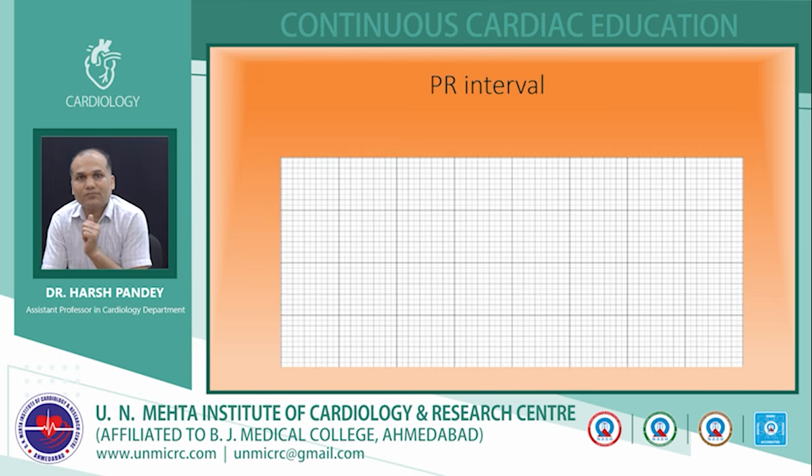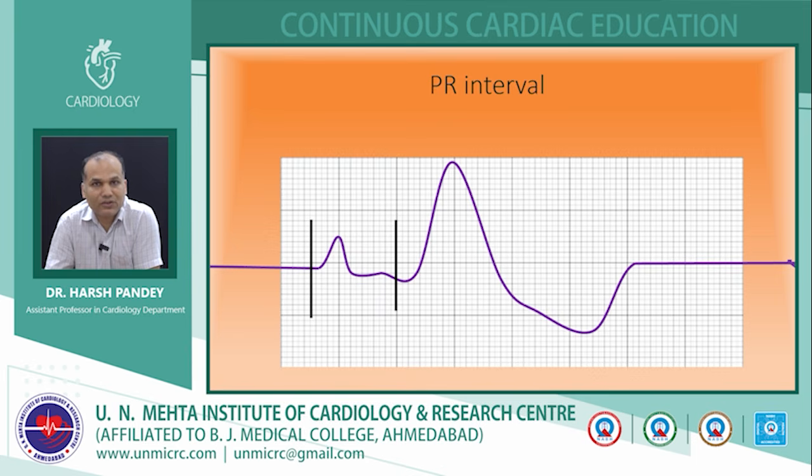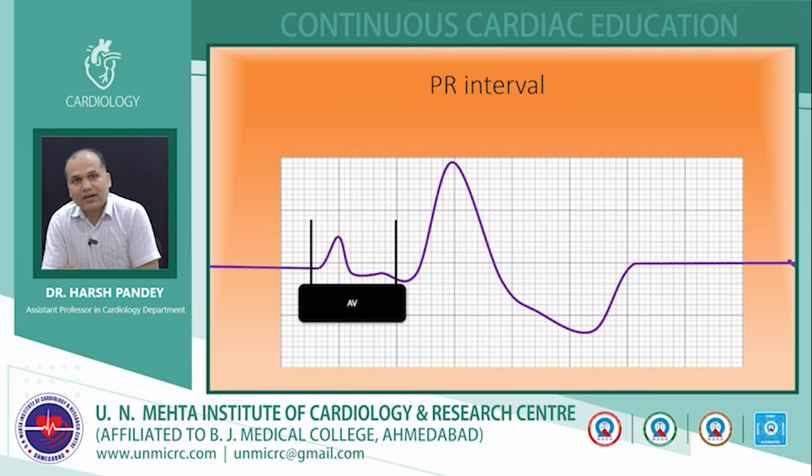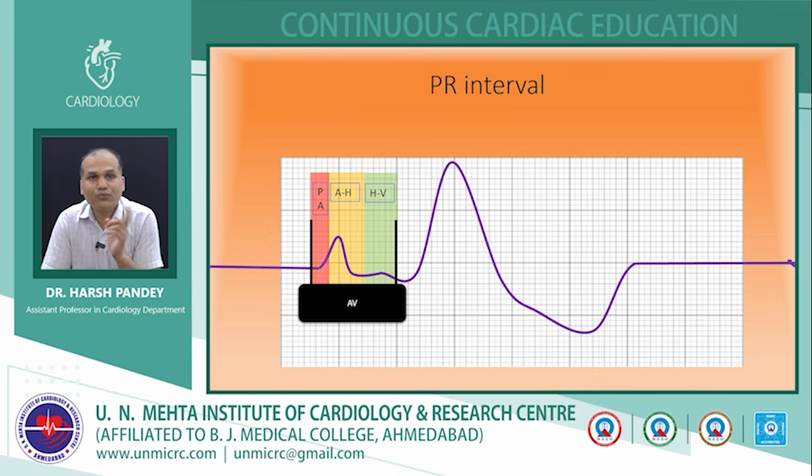So the PR interval, this is the ECG, and they are showing the PR interval and QRS complex. The PR interval, as I have shown prior, contains all three intracardiac intervals: the PA interval, the AH interval, the HH interval also, which I have not shown here, and then the HV interval.